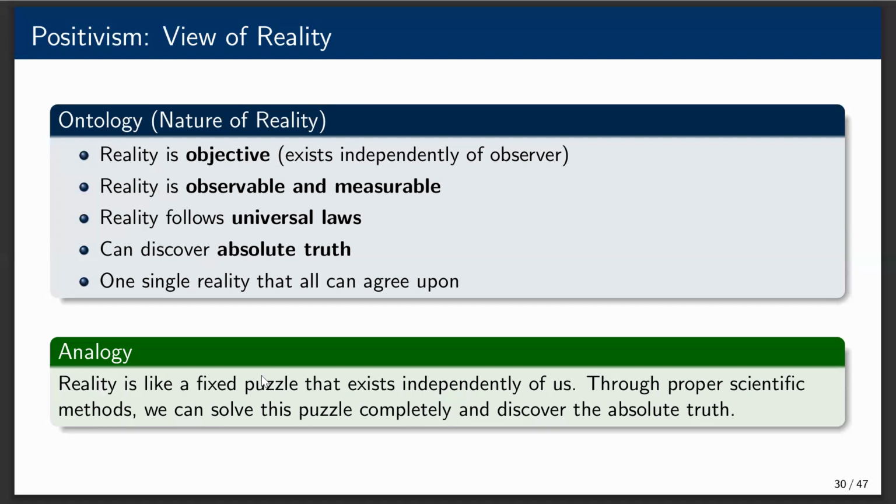Reality is observable and measurable. Reality follows universal laws. It can discover absolute truth. One single reality that all can agree upon. Then analogy: reality is like a fixed puzzle that exists independently of us. Through proper scientific methods, we can solve this puzzle completely and discover the absolute truth.